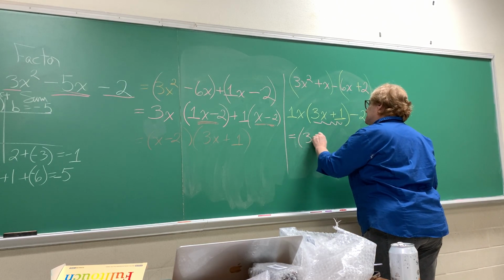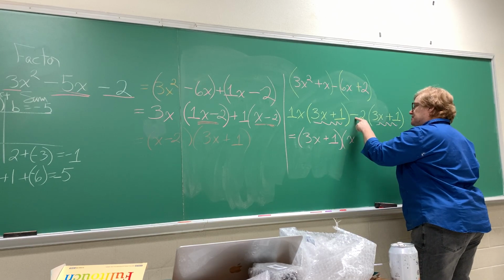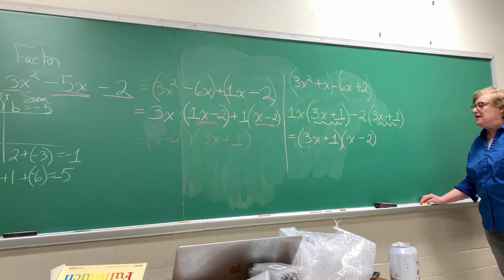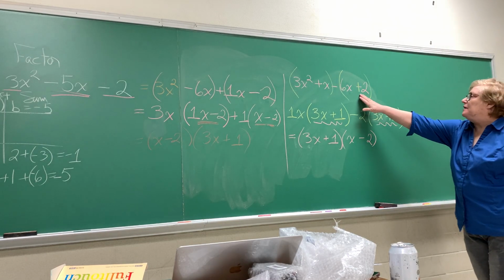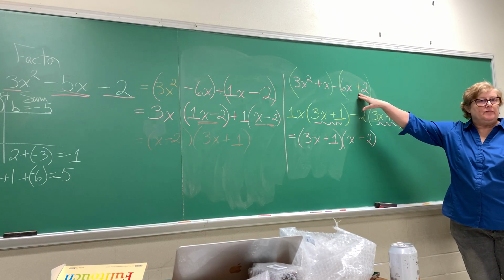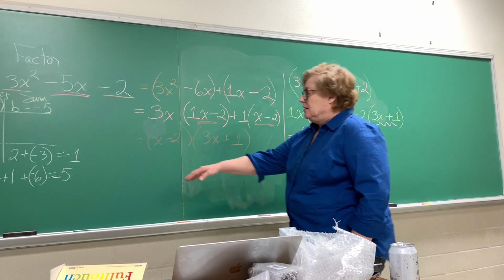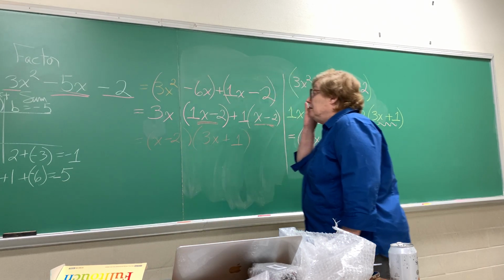So we have 3x plus 1 times x minus 2. We got the same answer. Was it the same difficulty level? No. This one we had to do an extra step. So any time the factors are positive and negative, put the negative one first.